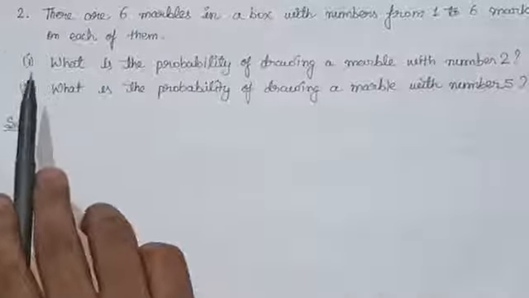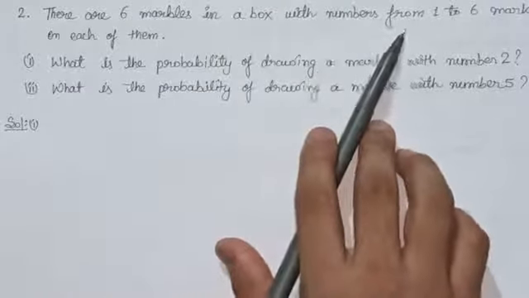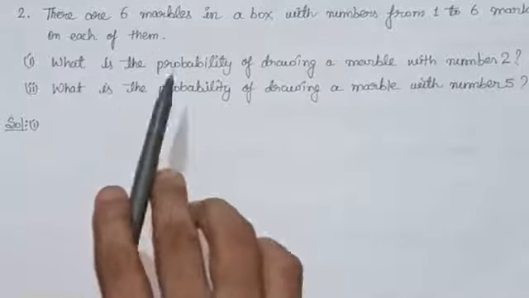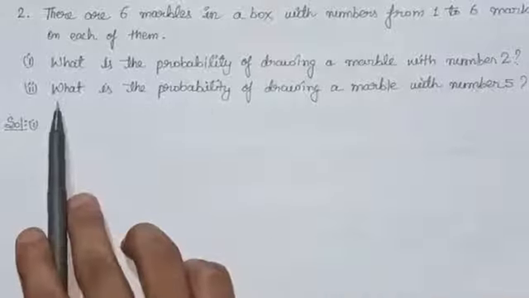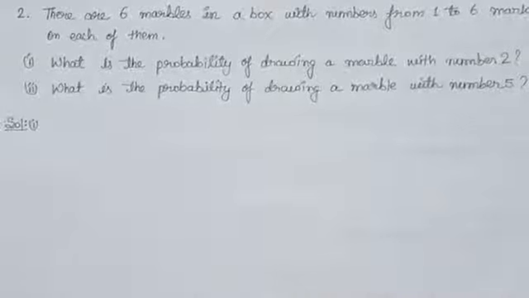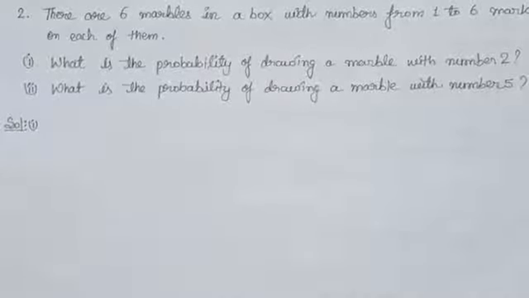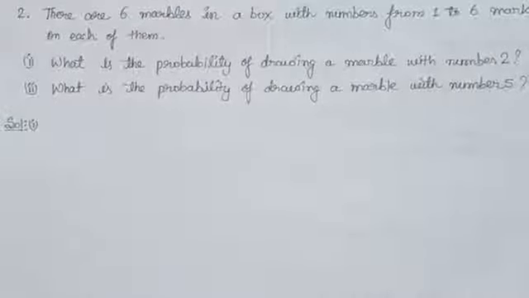The next question from exercise 3.4 is, there are 6 marbles in a box with numbers from 1 to 6 marked on each of them. Then we have to calculate what is the probability of drawing a marble with number 2. And the second one is what is the probability of drawing a marble with number 5. So in order to solve these questions, we will use the formula for probability of occurrence of an event as number of favorable outcomes divided by total number of outcomes.